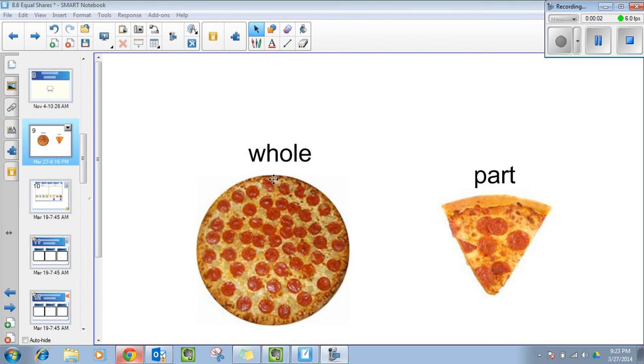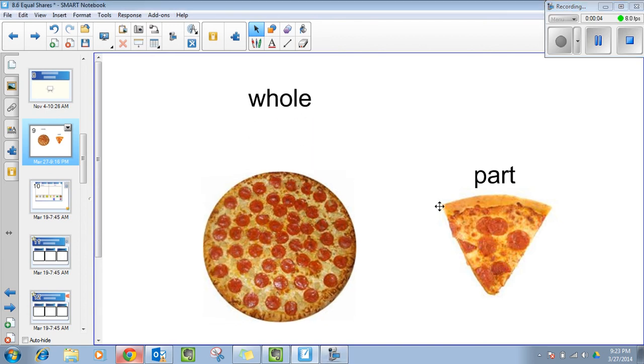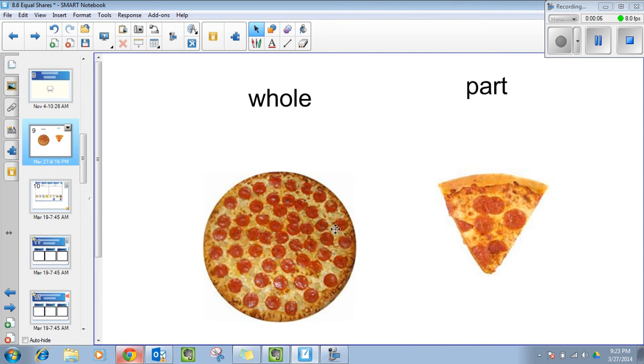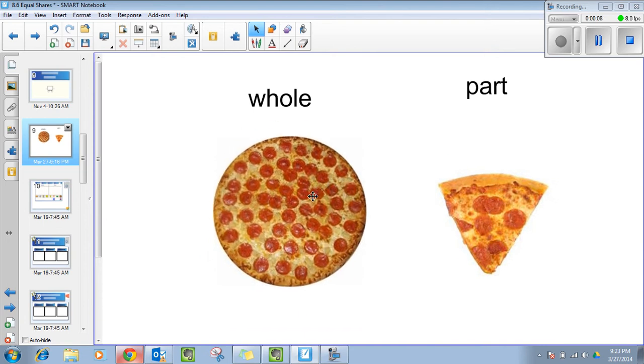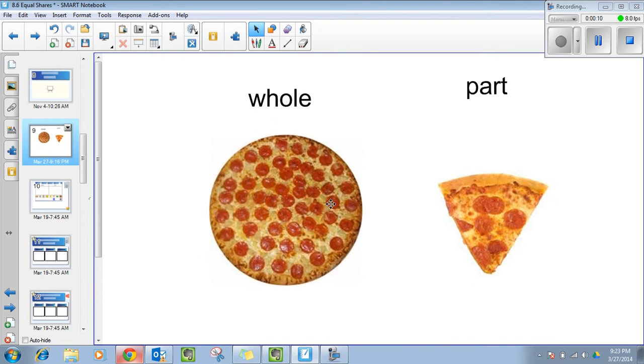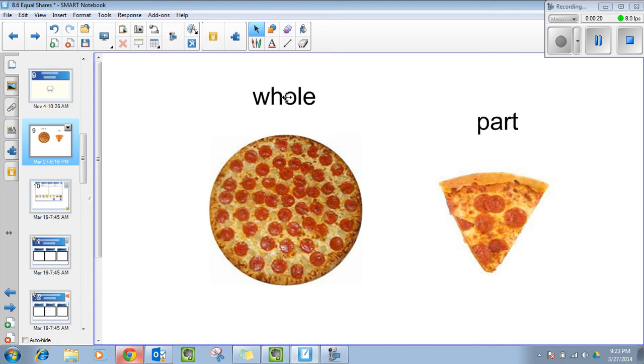With today's lesson, you can see here I've got a couple pictures and a couple words on the screen. This picture right here is obviously an entire pepperoni pizza, and over here on the right is just a slice of that entire pepperoni pizza. So up here I have a couple words. This word, W-H-O-L-E, is the word whole, and the word P-A-R-T is the word part.